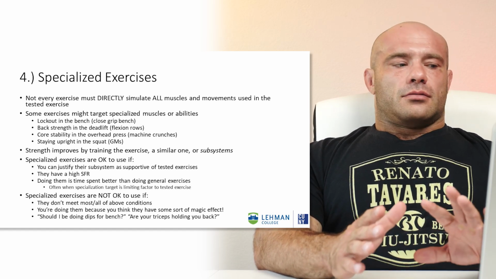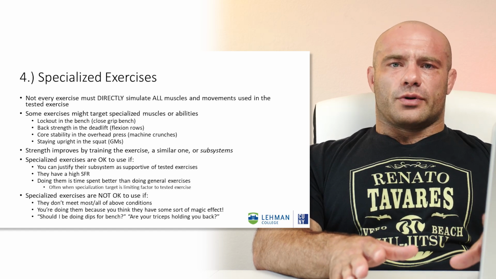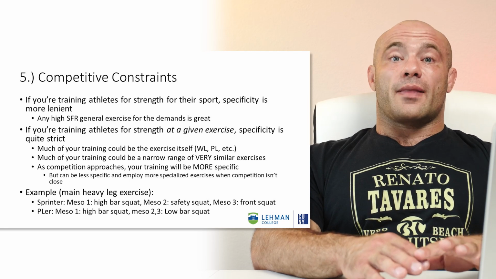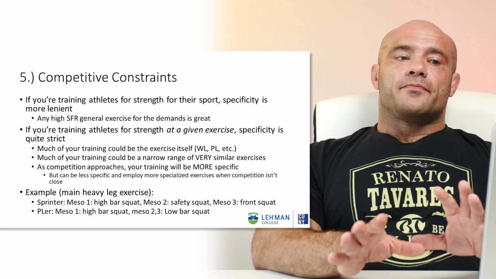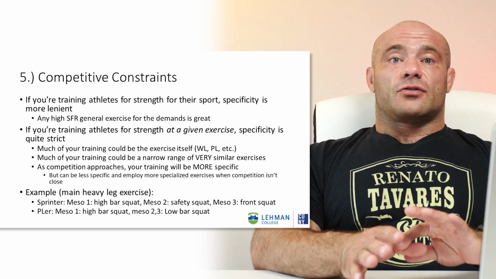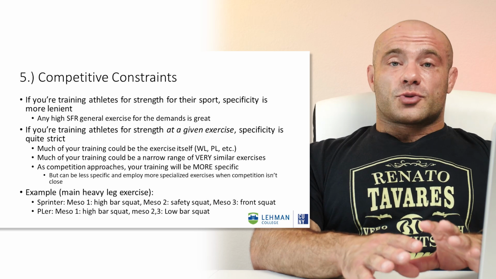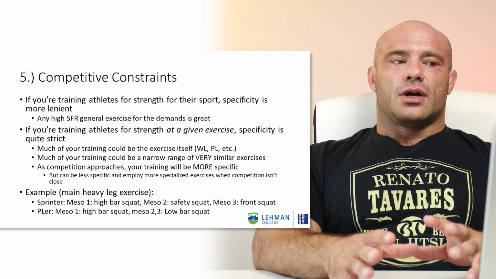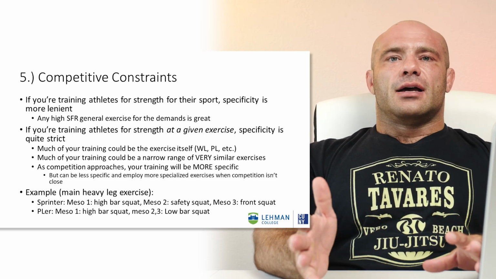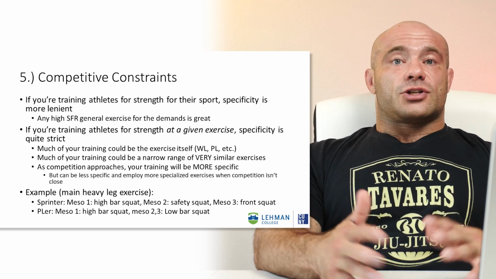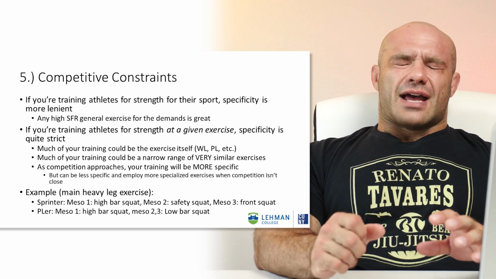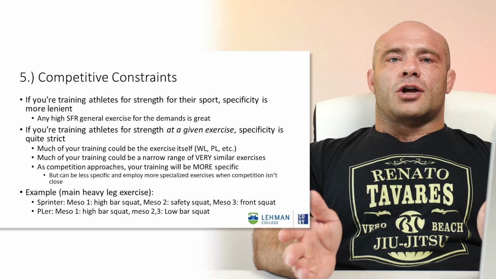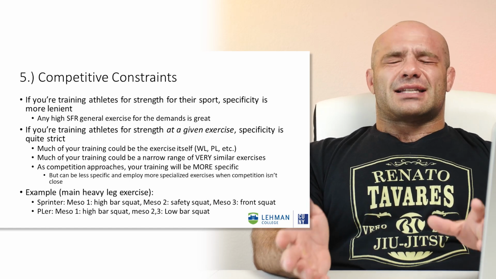Now, second to last point, or last main point before we do a quick review. Competitive constraints are a real big deal. What the heck does that mean? So if you're training athletes for strength, for their sport, and their sport is not weightlifting or powerlifting itself, or strength itself, specificity is pretty lenient. Any high SFR general strength exercise is awesome. So if you're training sprinters to have stronger legs, and I see you using a buffalo bar squat or a safety squat, I'm not going to be like, what? You're not doing low bar? That's insane.